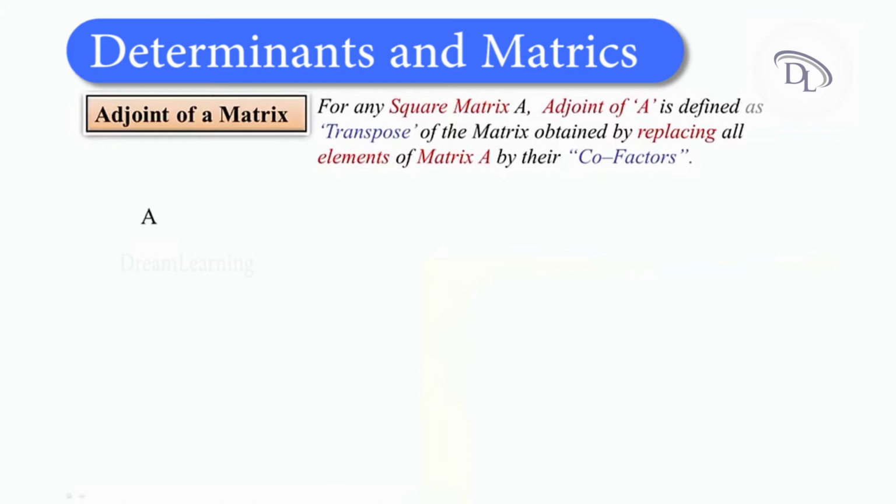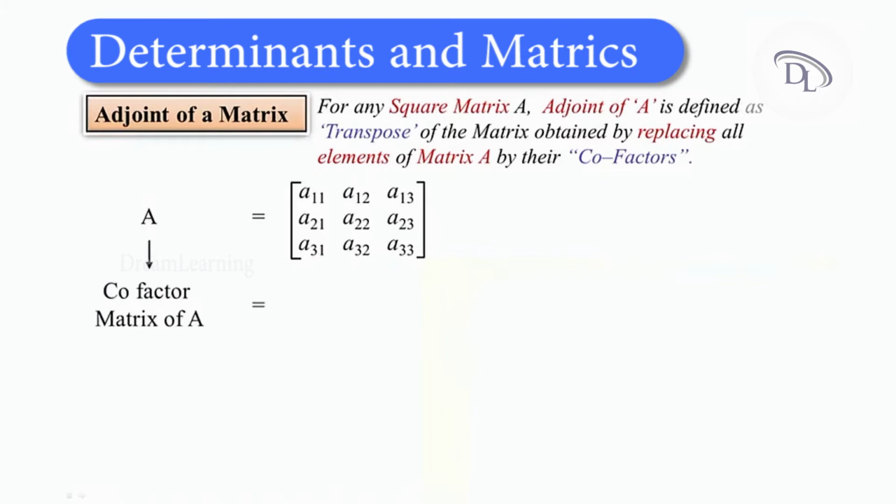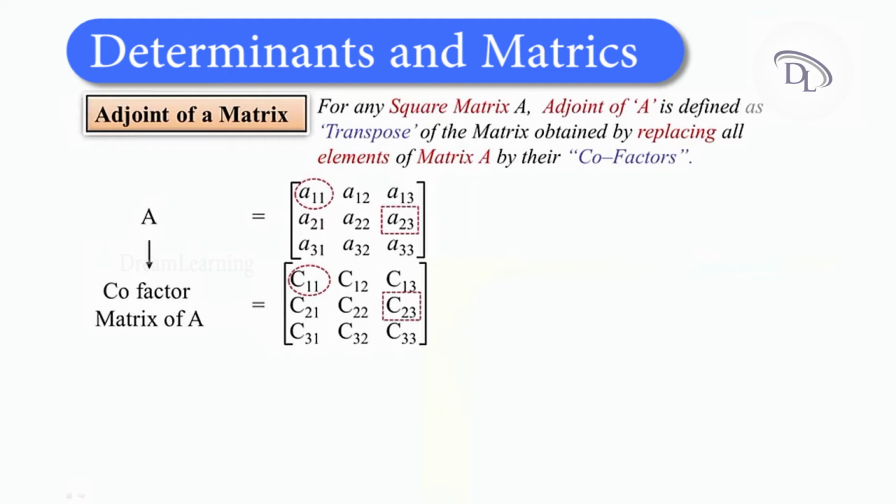Let us look at it with an example. Suppose A is a matrix of the order 3 by 3, that is A11, A12, A13, A21, A22, A23, A31, A32, A33. Now, the cofactor matrix of A will look like this, that is C11, C12, C13, up to C31, C32, C33. That is, the cofactor of element A11 will be C11. Similarly, the cofactor of element A23 will be C23. Now, this is the cofactor matrix.